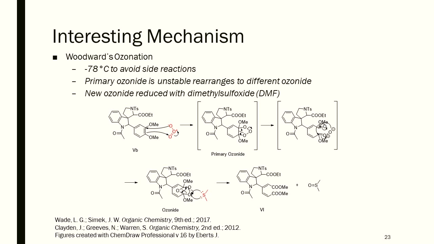intermediate that has double bonds on 2 of the 3 oxygens. This second ozonide is more stable than the first because it only has 2 oxygens bonded together. This second ozonide is then reduced with DMF to complete the reaction.